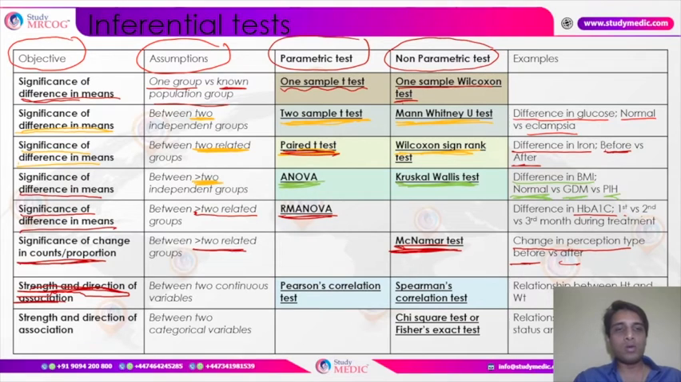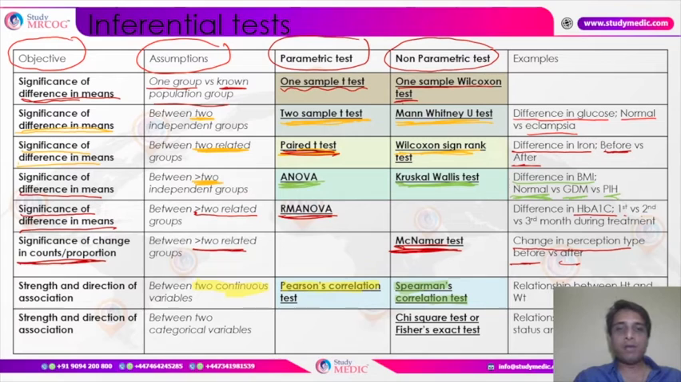Now, to find out the strength and direction of the association, what shall we use? We use what is called the Pearson's correlation test between two continuous variables. The alternative is the Spearman correlation test. For example, the relationship between height and weight.